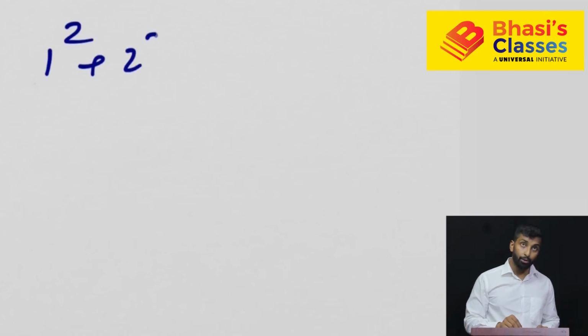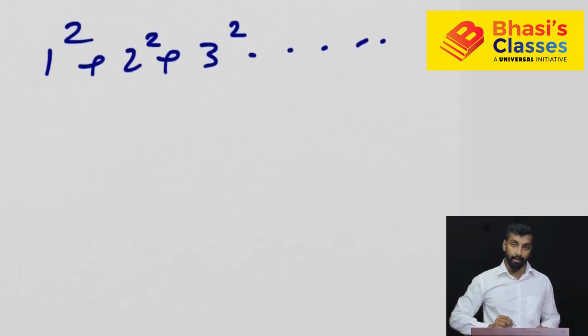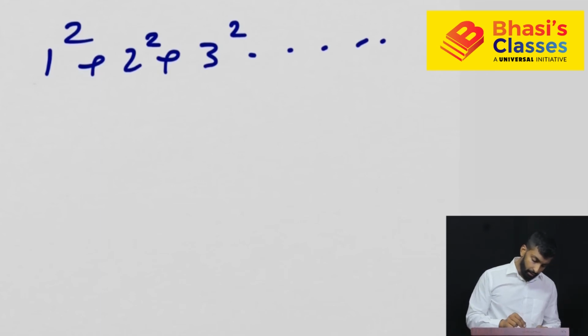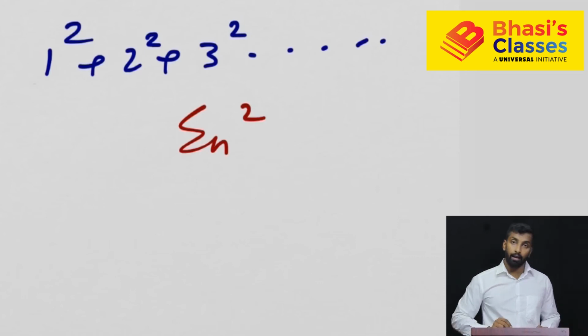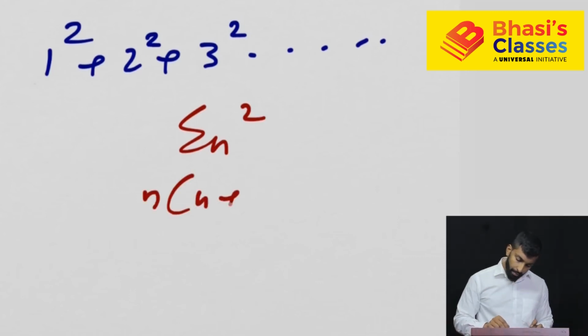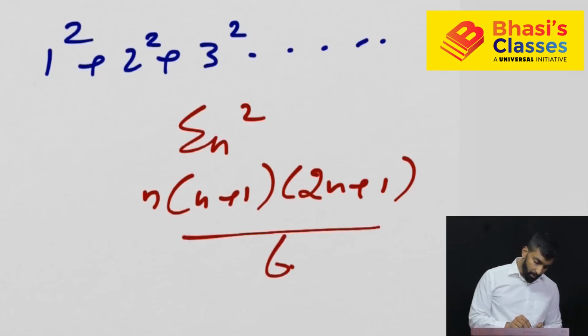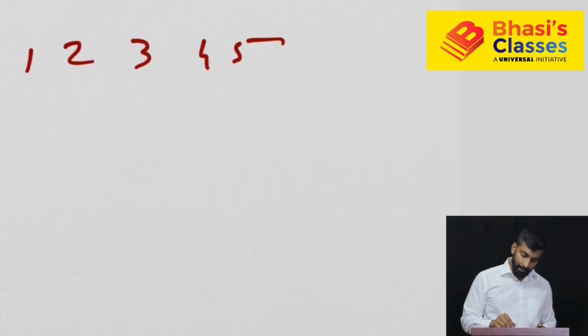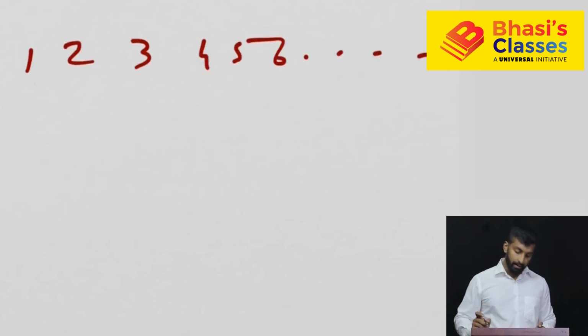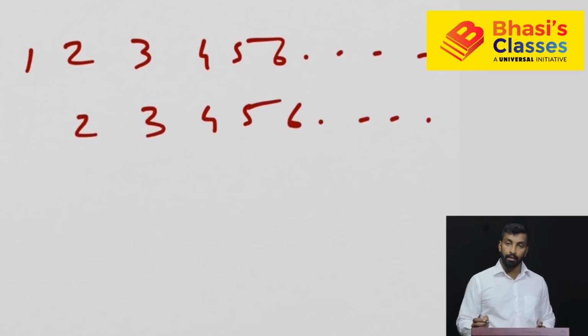Then now you can get questions based on this also. 1 square plus 2 square plus 3 square, etc. How are they asking you questions? This is nothing but sigma n square. And what is the answer? n into n plus 1 into 2n plus 1 divided by 6. Now how can you make a question? Like a person came, he is writing 1, 2, 3, 4, 5, 6, etc. on a blackboard. Another person will come and he will write 2, 3, 4, 5, 6, etc. Another person will write 3, 4, 5, 6, etc.